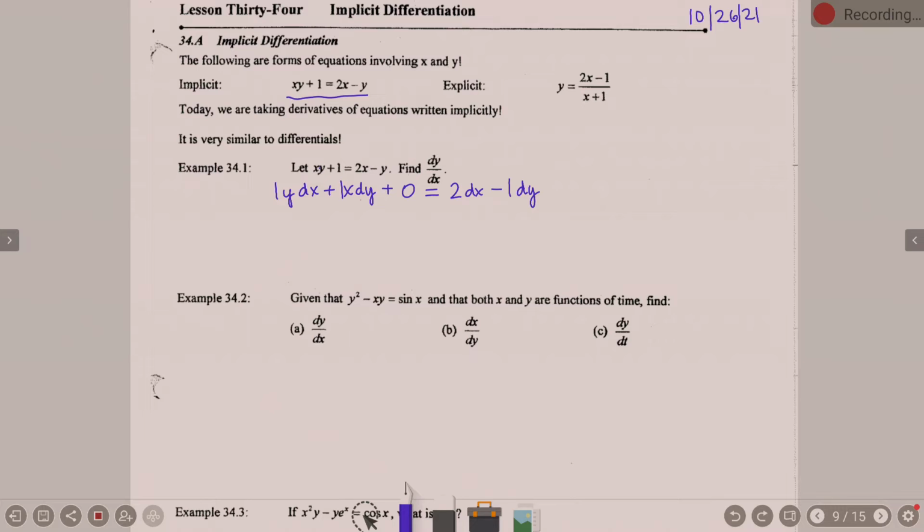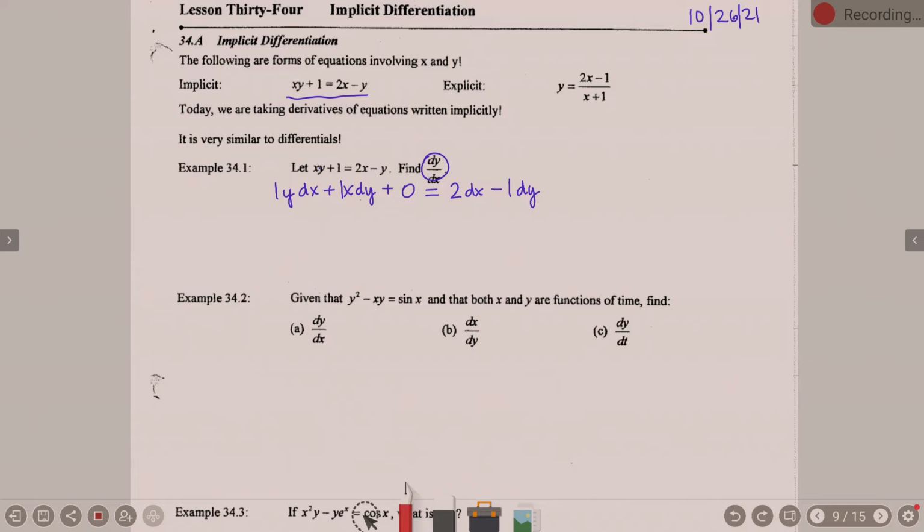Okay. Ultimately, at this point, my goal is to solve for dy dx. So my suggestion at this point is that we get dy's together on one side, dx's together on the other side. Because notice, with the exception of that 0, which we don't even need, everything has a dy or a dx, doesn't it? So let's work on doing that. I would say let's put our dy's on the left, dx's on the right.